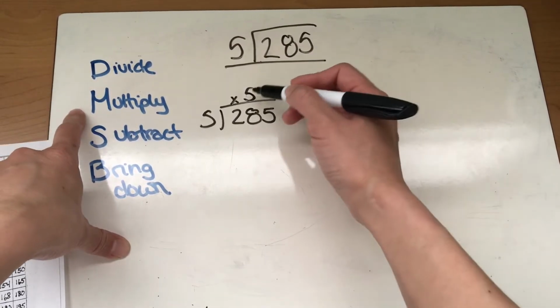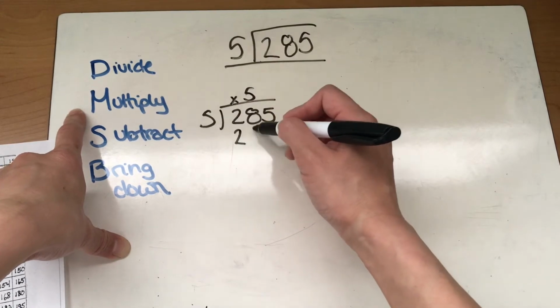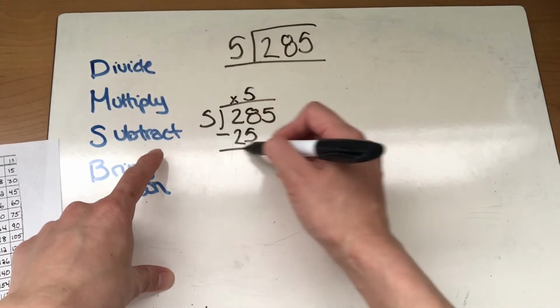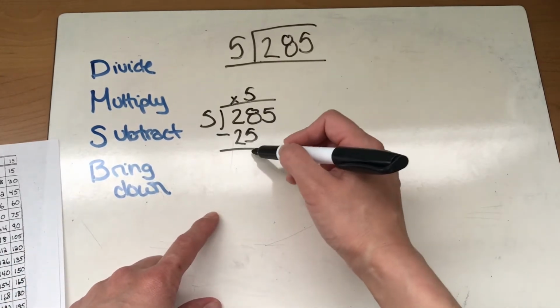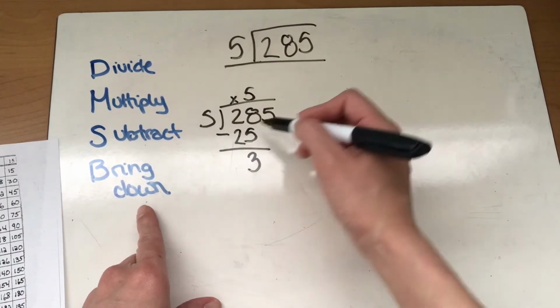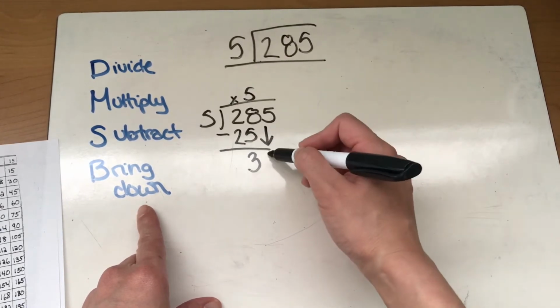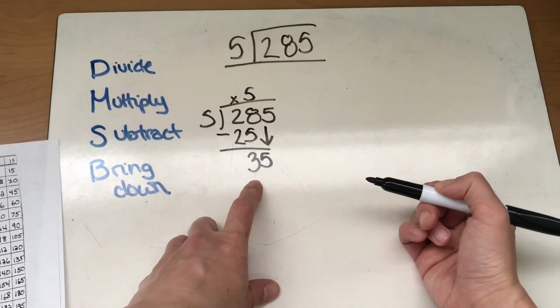Now the next step is multiply. So 5 times 5 is 25. Great. Next, I'm going to do my subtract. 28 minus 25 is 3. And then I bring down my 5, which means my new number is 35.